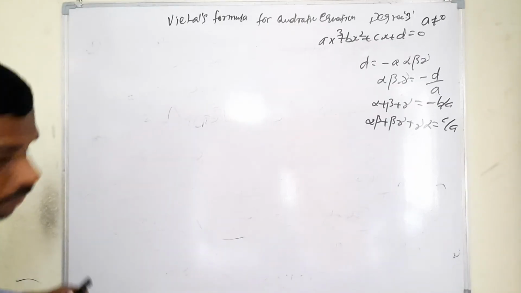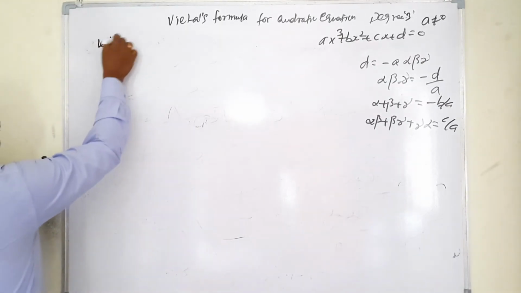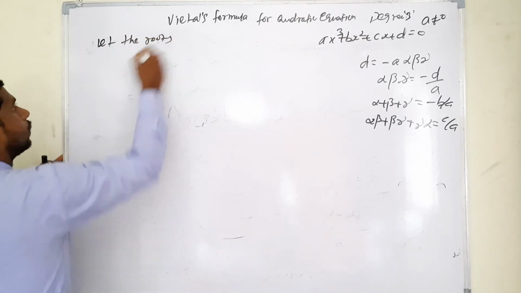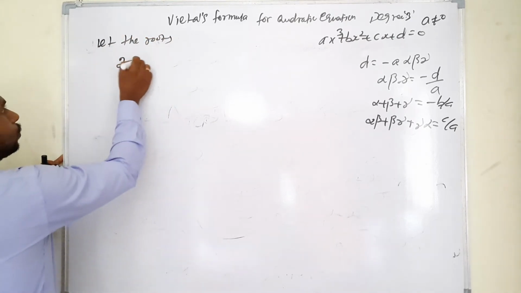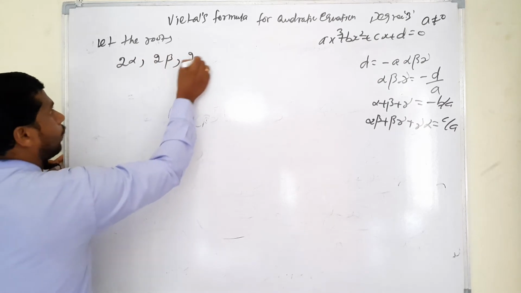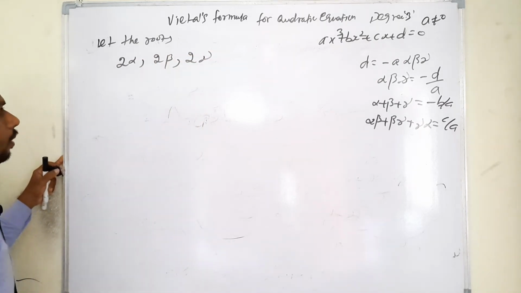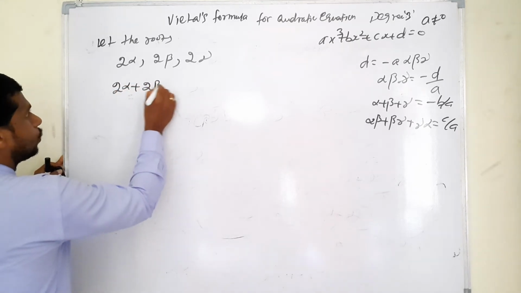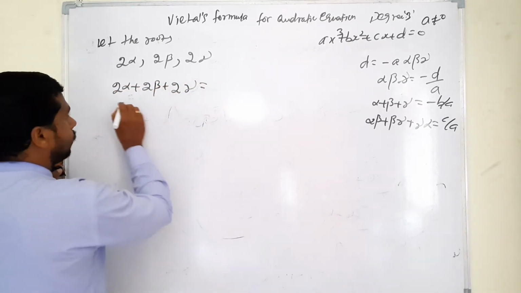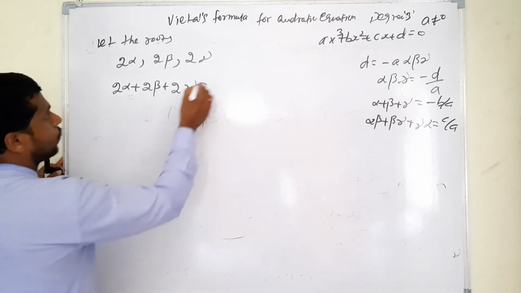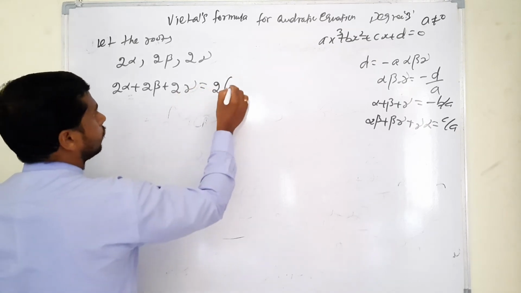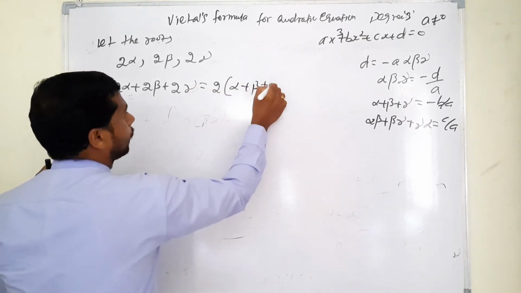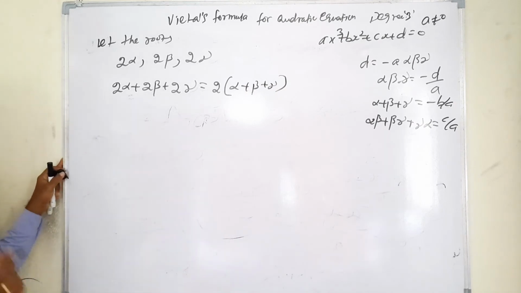Let the roots be 2α, 2β, 2γ. First is the sum of the roots: 2α + 2β + 2γ. Each time we take 2 common outside, so we get 2(α + β + γ). This is the sum of the roots taken one at a time.